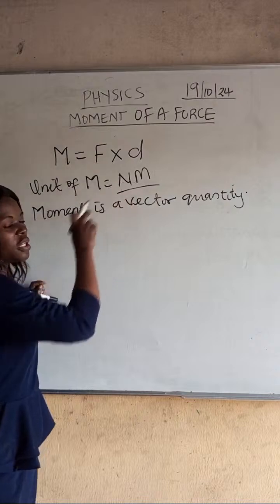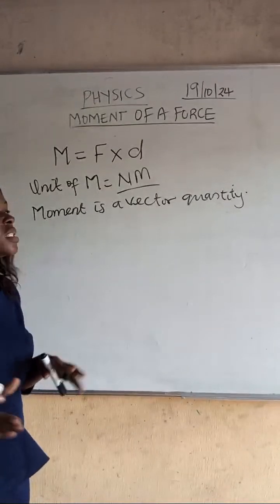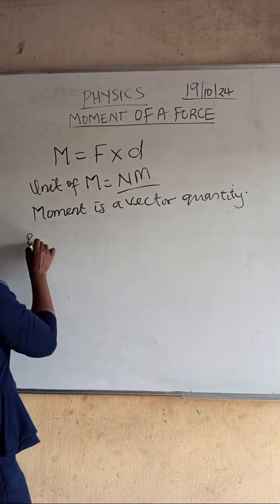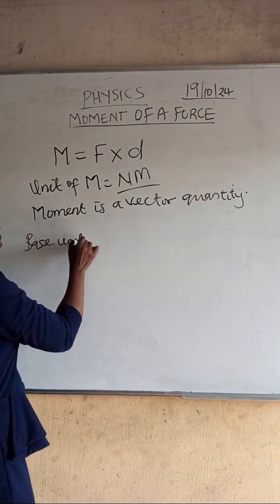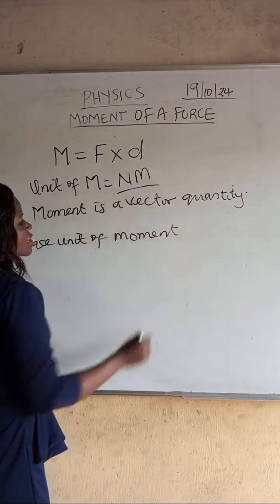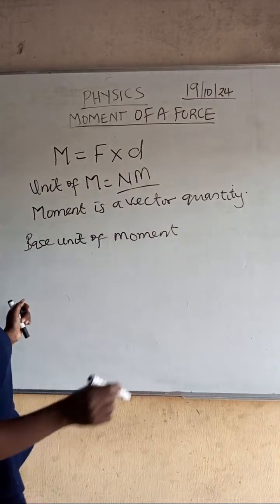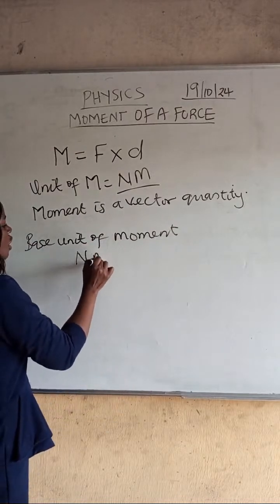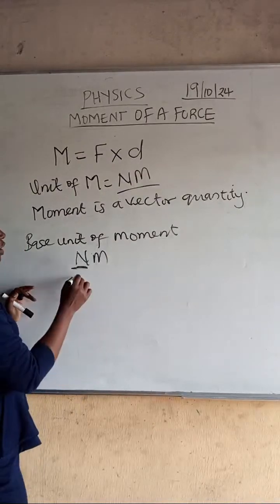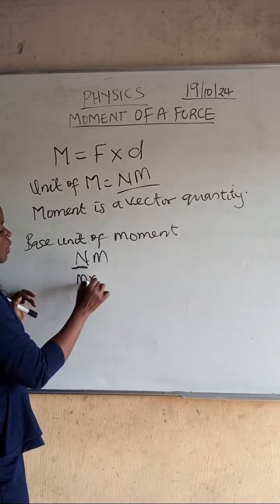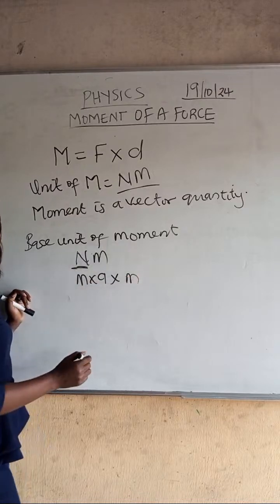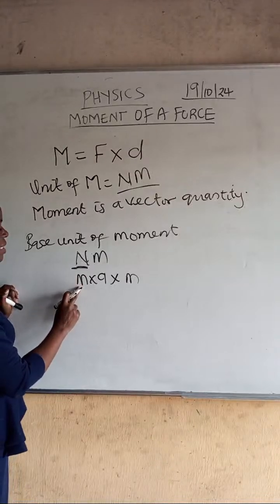Now I can broaden this unit further. This is not the base unit of moment. For us to get the base unit of moment, if I say Newton meter, we know that Newton is force, and force is mass times acceleration, then multiplied by meter.